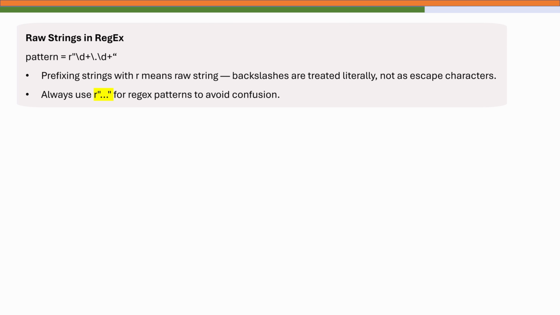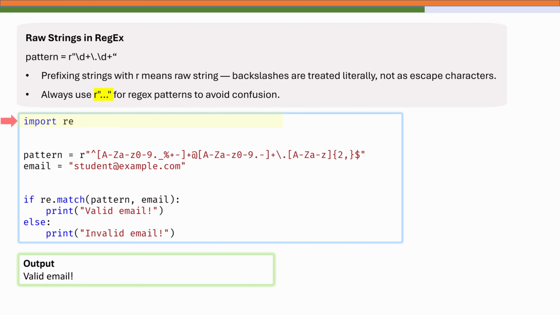Let's end this discussion with a practical example of email validation. This pattern checks that an email starts with letters, digits, or symbols like dots or underscores, followed by an @ sign, a domain name, and finally a valid extension. Regular expressions like this are used in login forms and data cleaning tools everywhere.